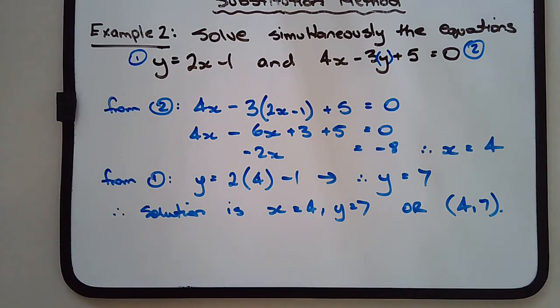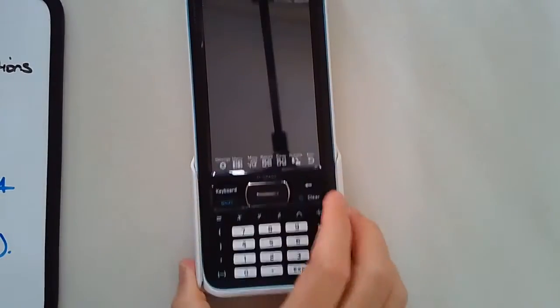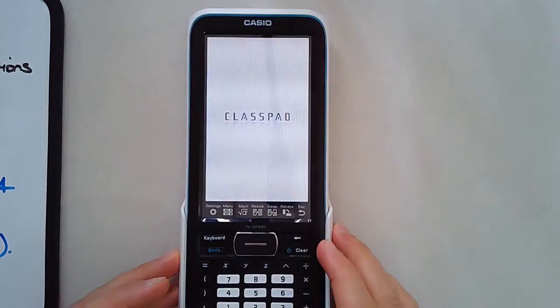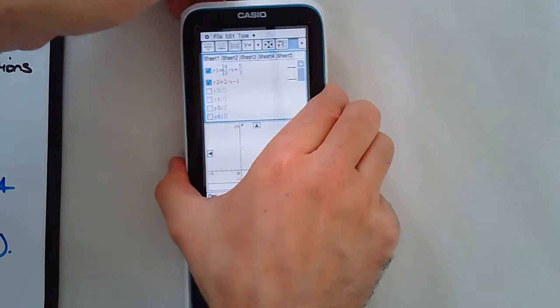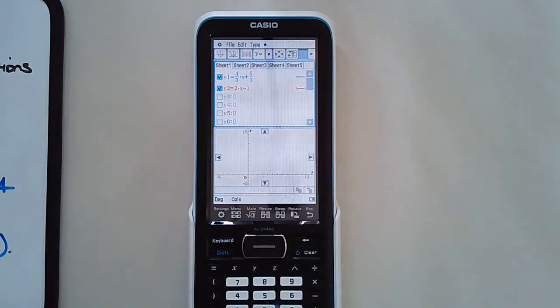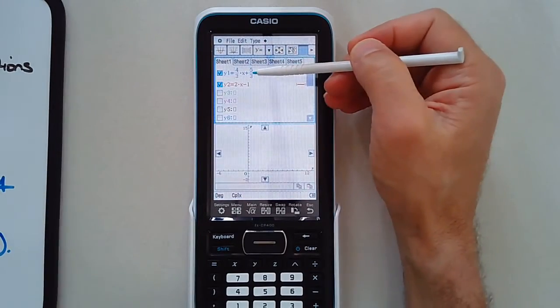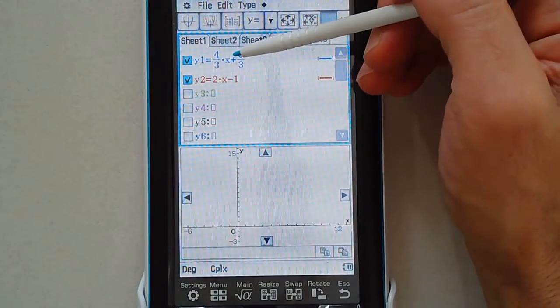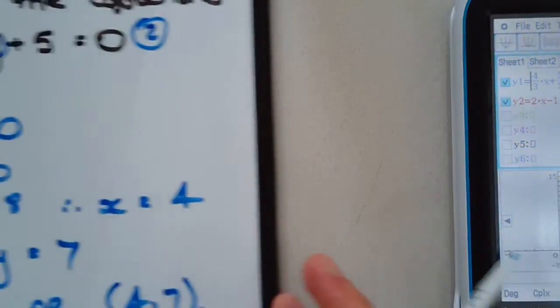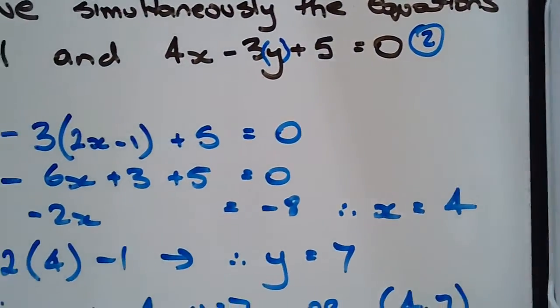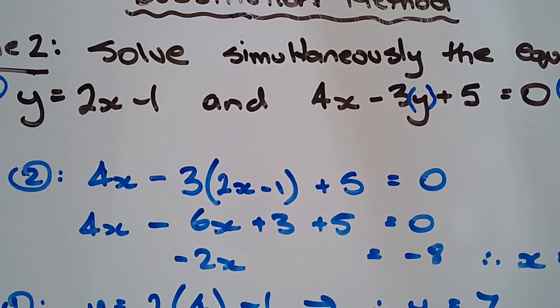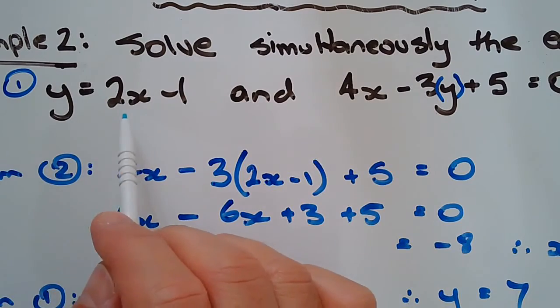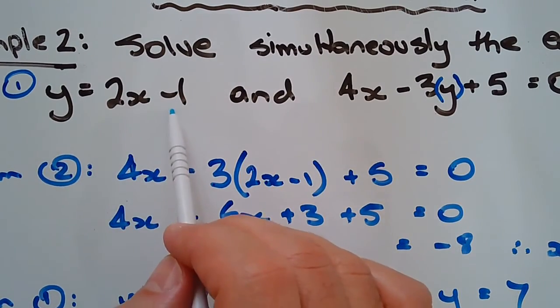Okay. Let's have a look at this graphically, and we'll use the graphing calculator again. Okay, so here we are. Hopefully I've set the equations up already to graph both of these equations. If you look at the first equation, y equals 4 on 3x plus 5 on 3. In order to graph these two equations, they need to be in y equals mx plus c form, that's gradient intercept form. So the first equation already is in gradient intercept form, gradient of 2, y-intercept of negative 1.